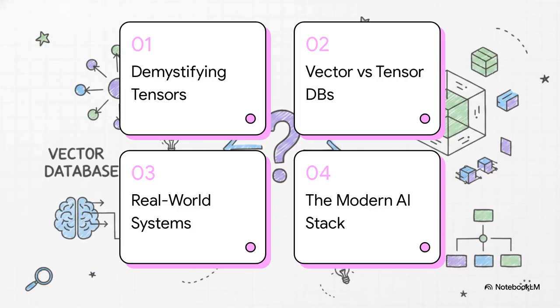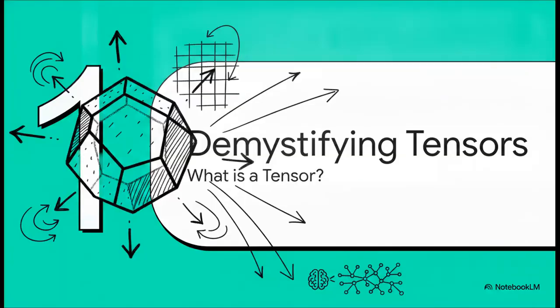Here is the quick roadmap for today's explainer. First, demystifying the tensor. Second, vector versus tensor databases. Third, real-world tensor systems. And fourth, the modern AI stack. All right, let's kick things off with section 1, demystifying the tensor.